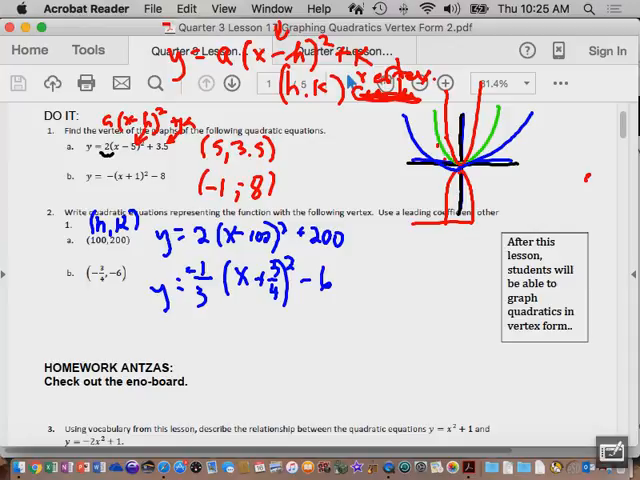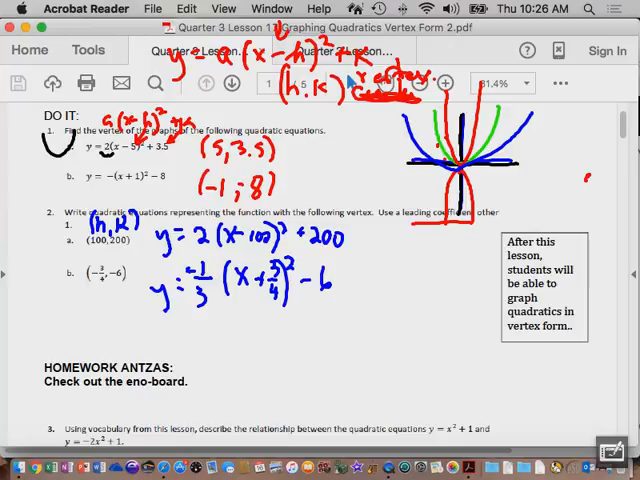Good. How do you determine if it's a max or min without even graphing it out? Very simple. Would this be a max or a min, guys? Minimum, because this is positive. Since it's positive, it'll be a smile, so it has a bottom to the graph. Now, what do you think the negative will do?